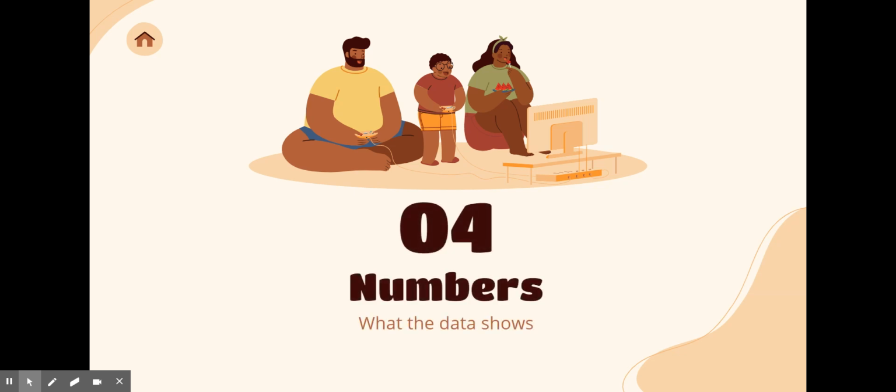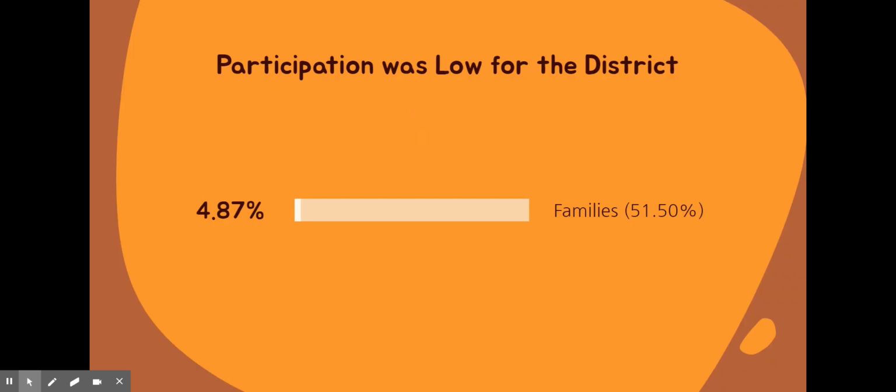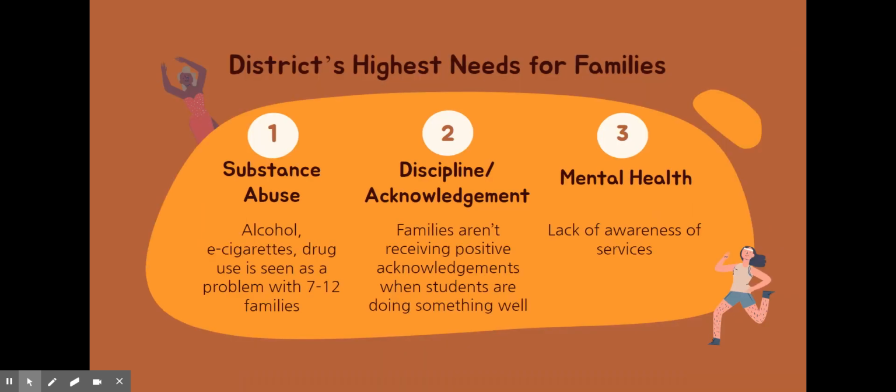What we can see from this most recent screener is that participation was low. It wasn't just for families, it was low amongst a lot of people, a lot of our groups. But we went from 50% participation down to 5%. That means that our data isn't full. We also saw that from those 5% of families that gave us information, we saw a high need for areas around substance abuse, discipline and acknowledgement, and mental health.